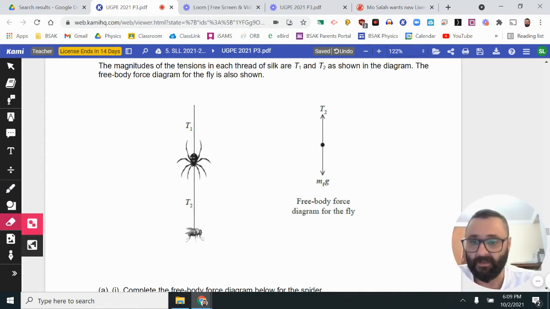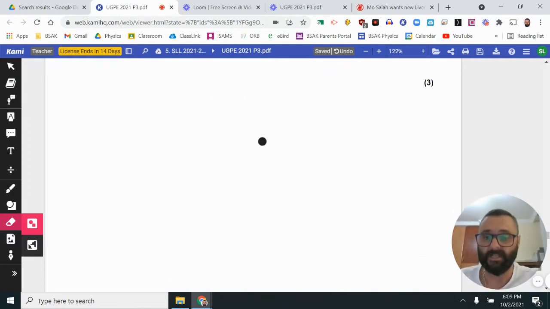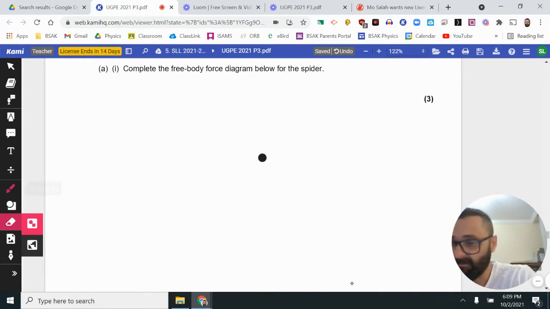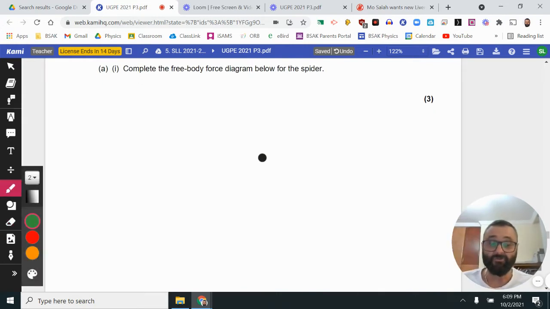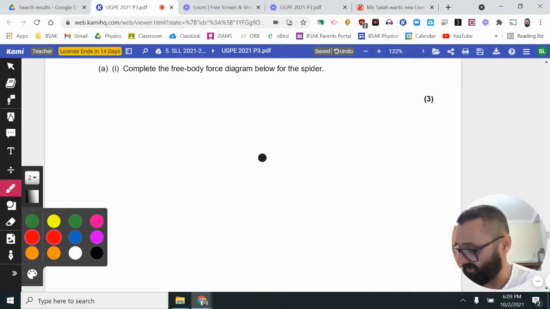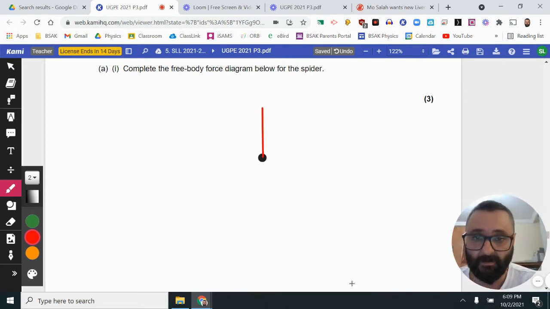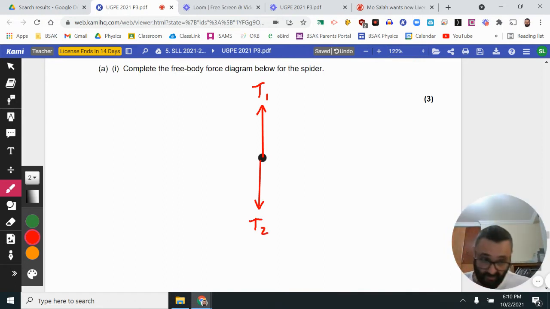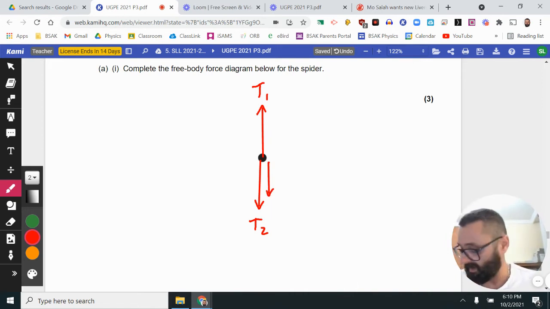So what do we got? Well, we've got the two tensions and the weight of the spider. So there's the spider there without its legs. Remember, for a free body diagram, you just need to draw a dot, a box, a square, anything. You don't need to draw an actual spider. So we've got T1 going up. We've got T2 pulling it down, that's due to the weight of the fly pulling down. And then we've got, obviously, the weight of the spider as well.